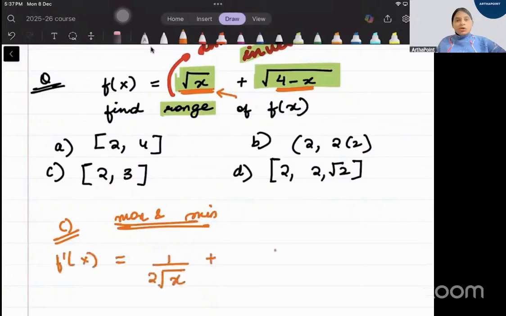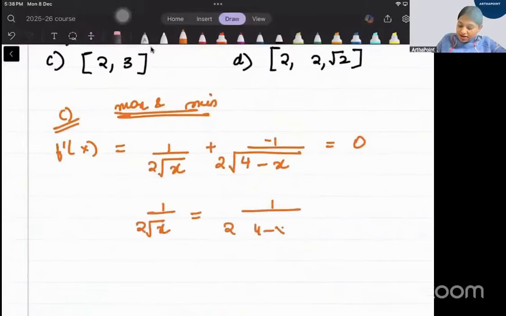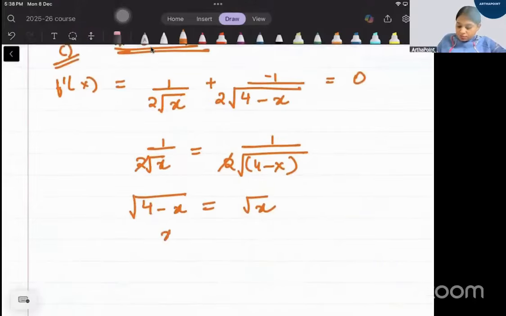For the derivative, you equate it to 0 and you get 1 by 2 root x is equal to 1 by 2 root of 4 minus x. 2 and 2 cancel out. So root of 4 minus x is equal to root x. So you get x is equal to... you square both sides. So you'll get 2x as 4 and x will be 2. Okay, x will be 2.